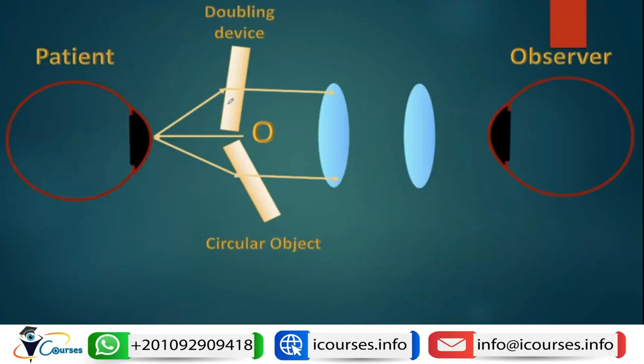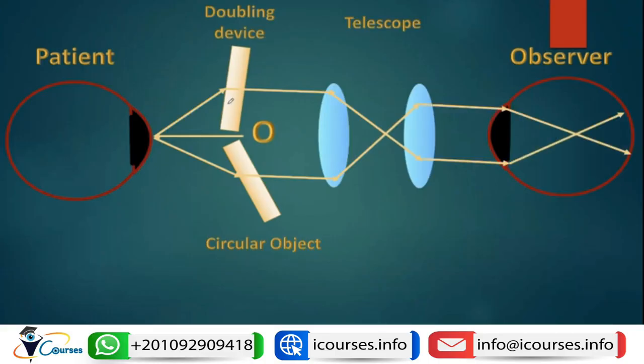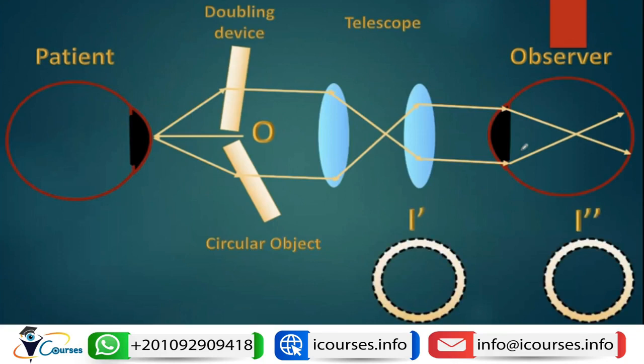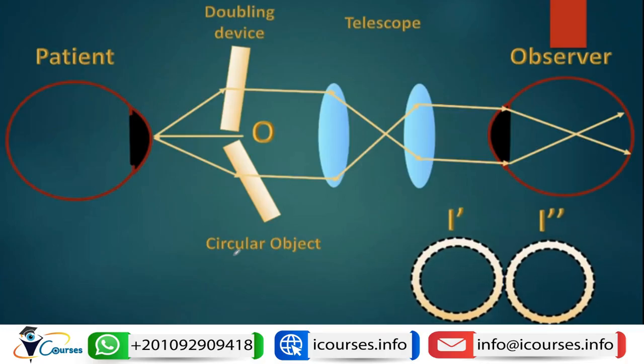Then these double images enter the telescopic system, so they will enter parallel and emerge parallel, and then enter the observer's eye. So the observer will see two images, and by controlling a knob, he will approximate these images together in order to reach the correct image size, so that a reading can now be taken, and this will reflect the power of this meridian, or this part of the cornea, and the radius of curvature.